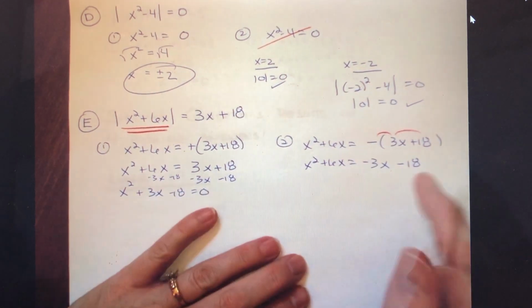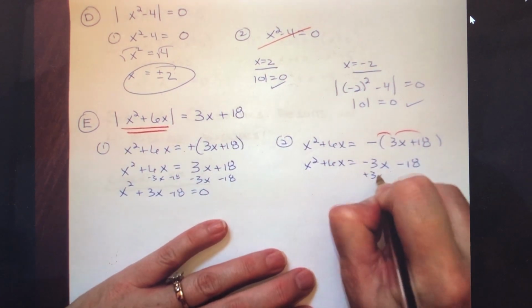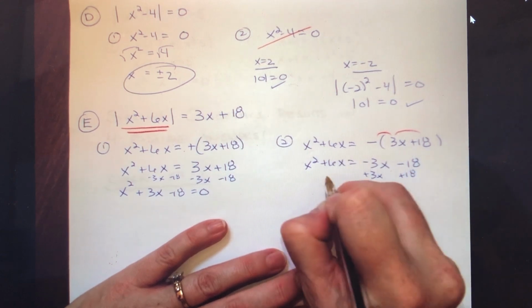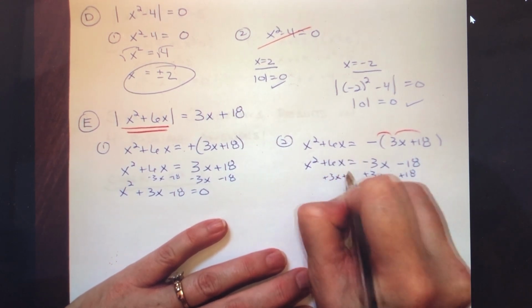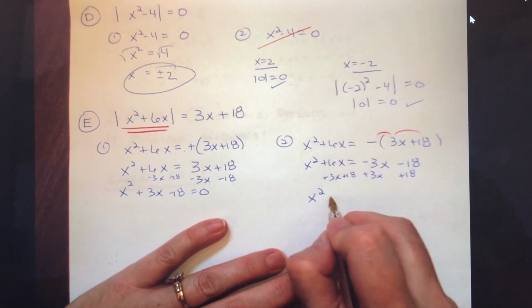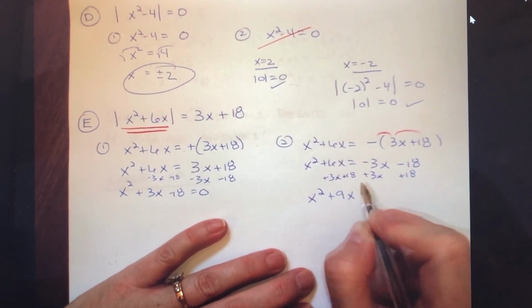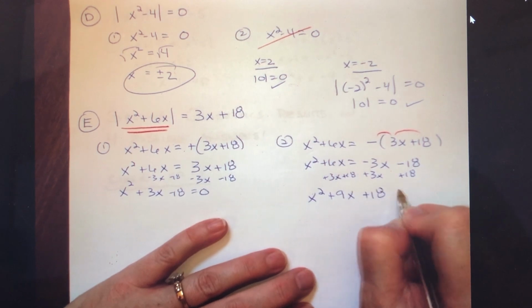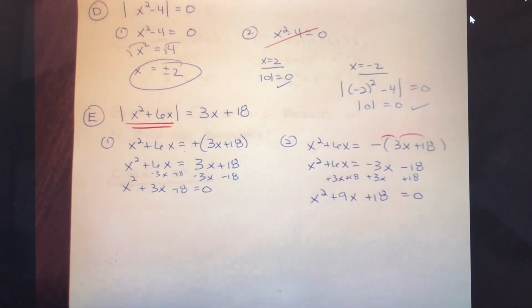And then likewise over here, I'm going to add the 3x and add the 18. So if I do that to both sides, I end up with the quadratic x squared, if I combine those similar terms, plus 9x and plus 18 equals 0. And so these are your two quadratic equations that we are going to go and solve.